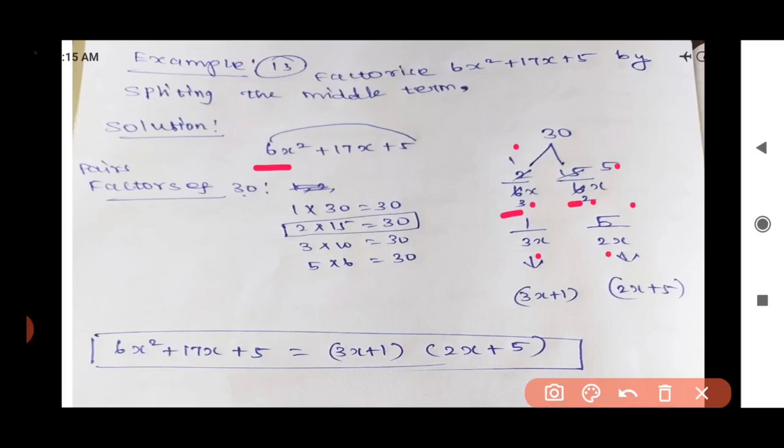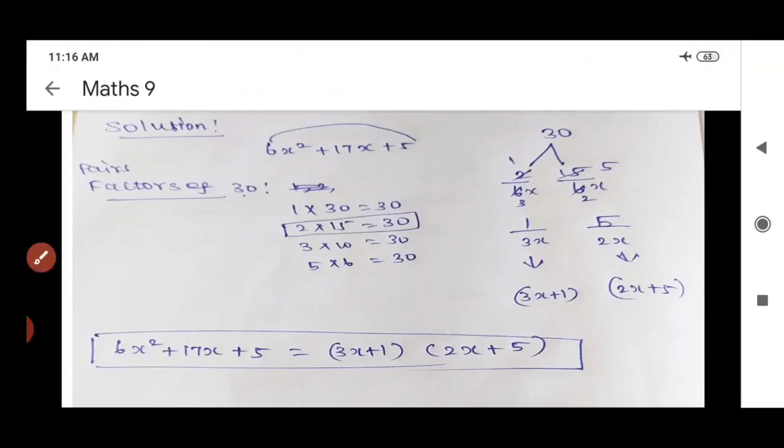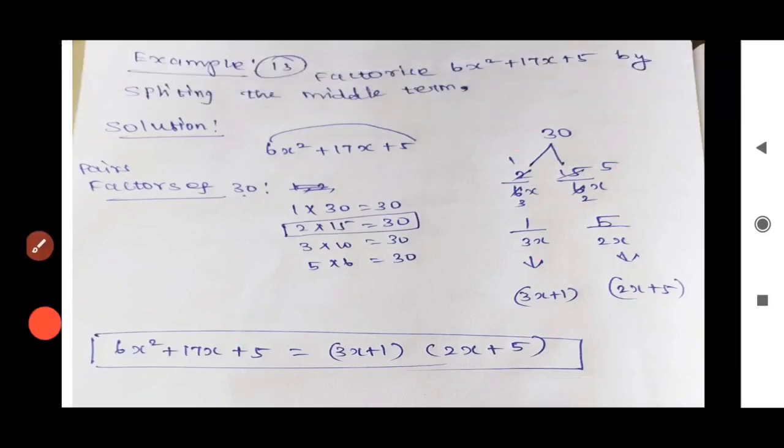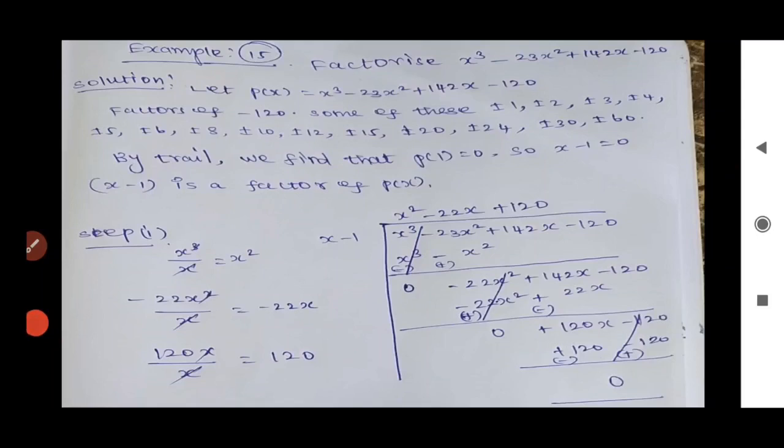So you can write 3x plus 1 and 2x plus 5. So the given polynomial p of x, 6x squared plus 17x plus 5. Factors of this polynomial are 3x plus 1 and 2x plus 5. So if you multiply, you get the polynomial p of x. Next, example 15.